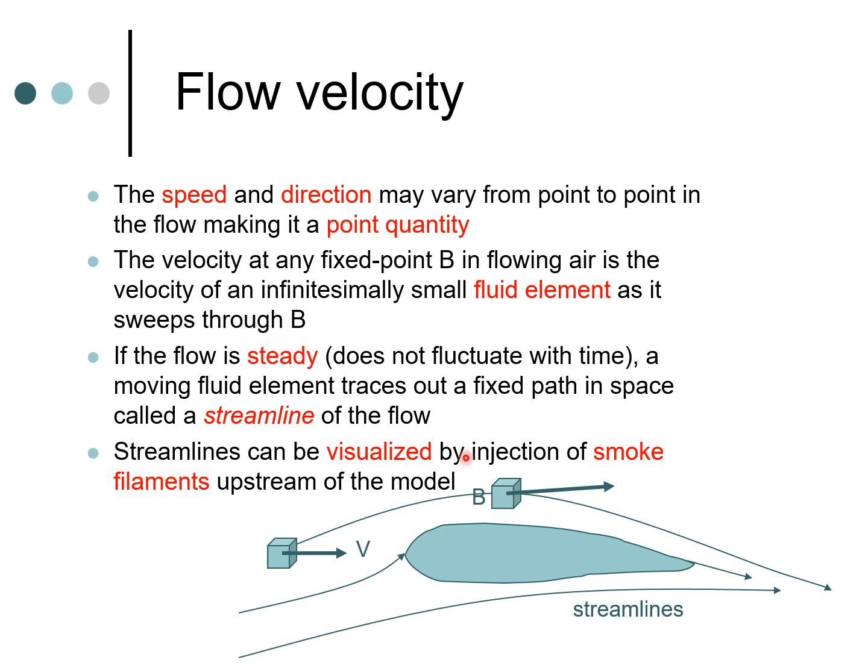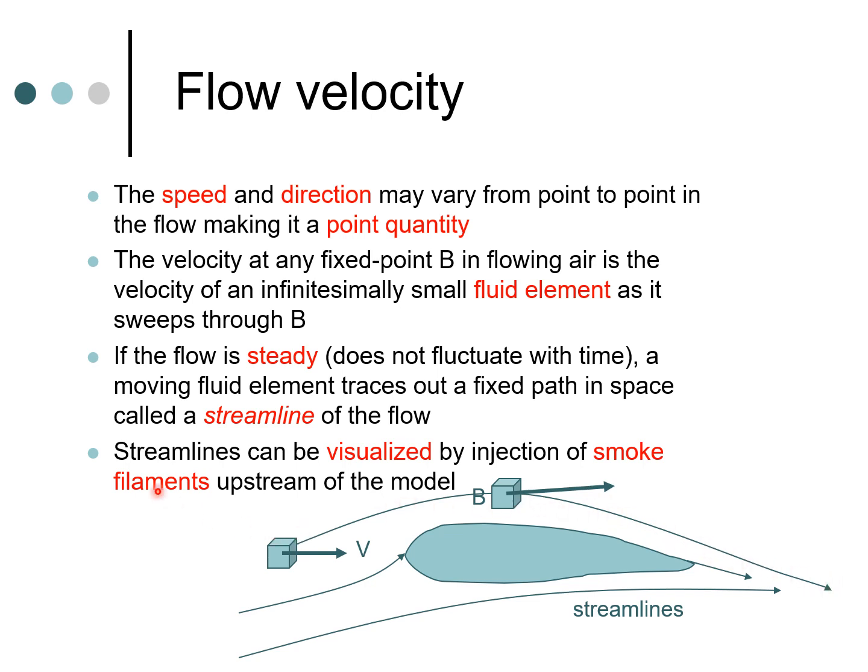Now here we are assuming that the flow is steady, which does not fluctuate with time. That's another technical definition. Steadiness means that you are not fluctuating with time. The corollary of that would be unsteady flow, where your velocity is fluctuating with time. If you are in steady flow, this moving fluid is going to trace a fixed path in space, and this path, which I have indicated by these lines here, are known as streamlines.